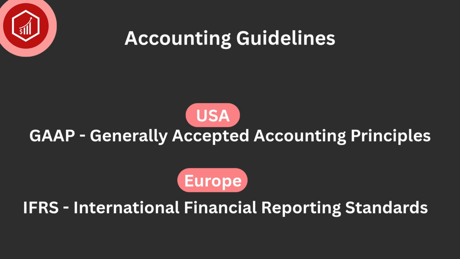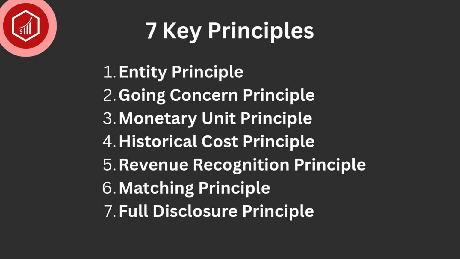Accounting principles are the foundational rules and guidelines that companies follow when preparing their financial statements. These are the 7 key principles we're going to discuss in this video. The entity principle, the going concern principle, the monetary unit principle, the historical cost principle, the revenue recognition principle, the matching principle, and finally, the full disclosure principle.